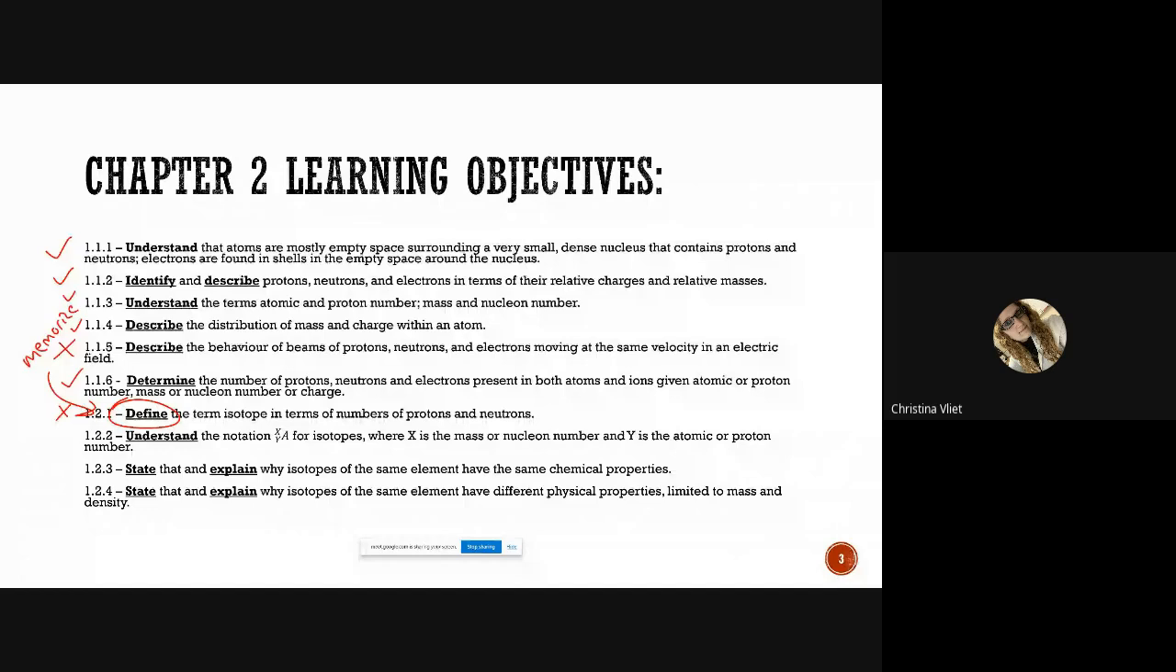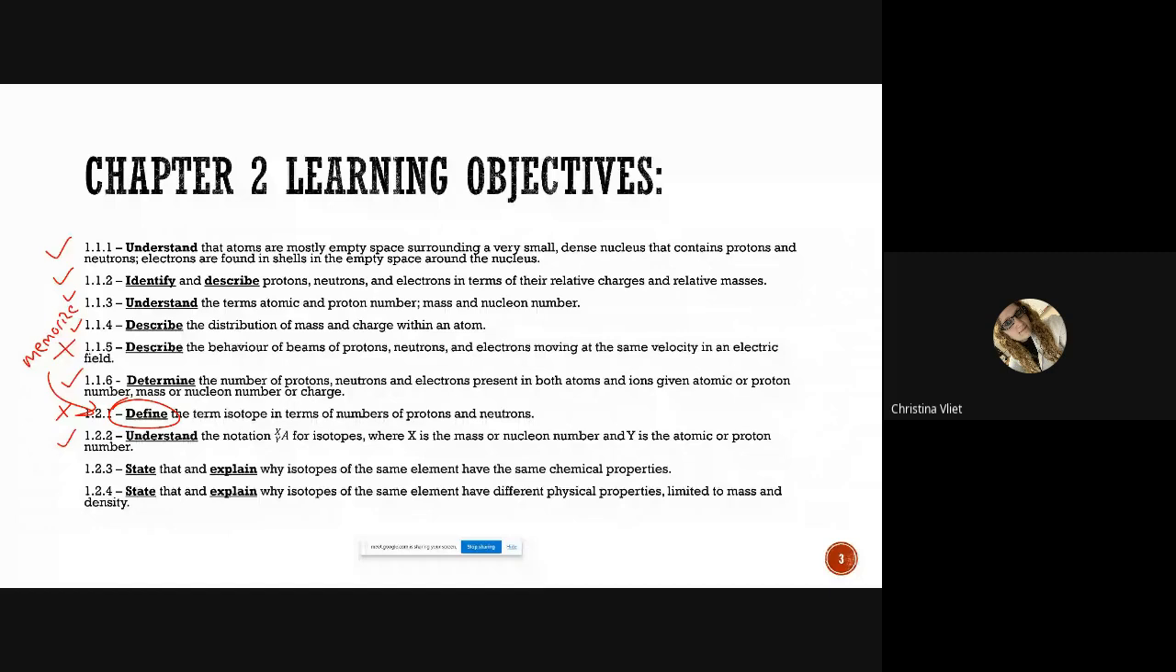Understand this notation. This is the notation that was used in the bell work. If you recognize that notation and were able to use it to figure out the mass and the atomic number, you put a check. If you don't remember it, you put an X. So you're doing this for yourself. Checks if you know it, X if you don't. If you don't know it, it's okay, but you gotta learn it.